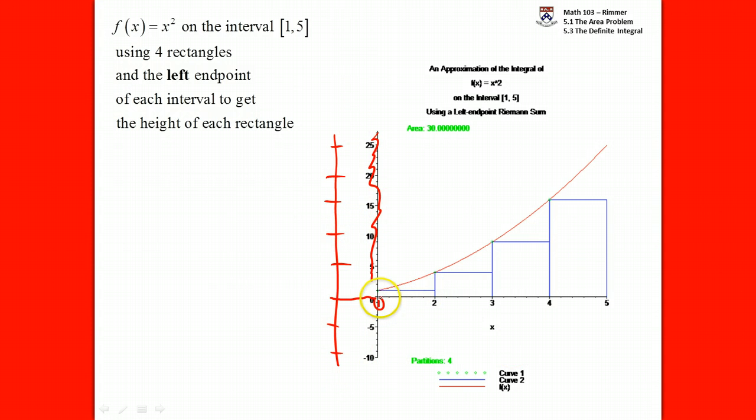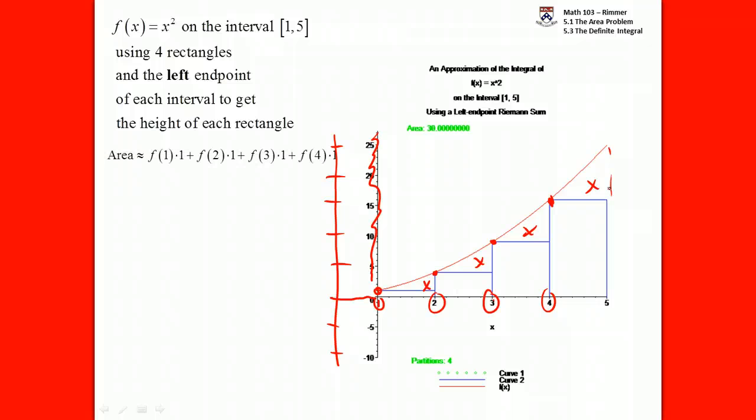And this time, I go up on the left endpoint to get the height. So from 1 to 2, I go up at 1. From 2 to 3, I go up at 2. From 3 to 4, I go up at 3. And the last one, from 4 to 5, I go up at 4. When you have an increasing function and you do the left endpoint consistently, you will always have an underestimate. This is not enough. The area under the graph has these parts included, and the rectangle area sum does not include those. So it's an underestimate. But it's easy enough to do.